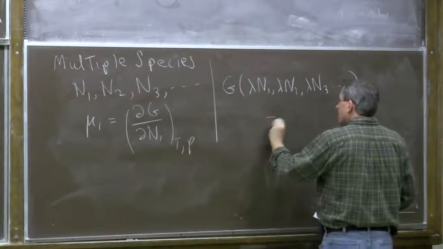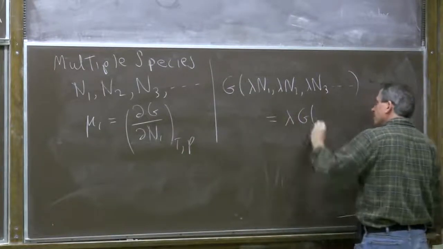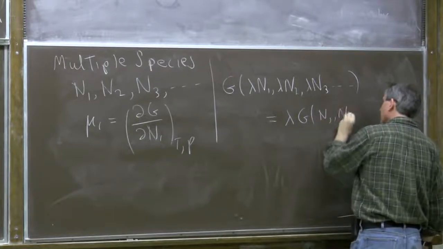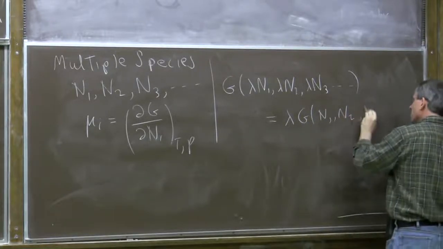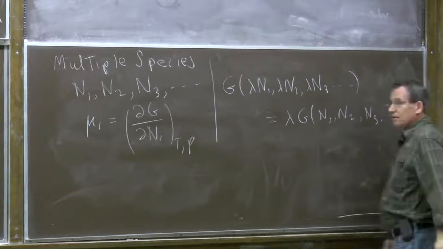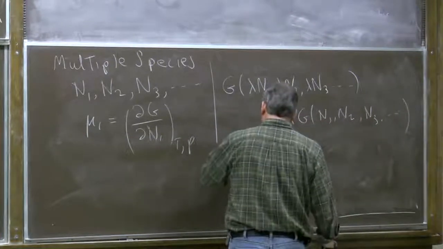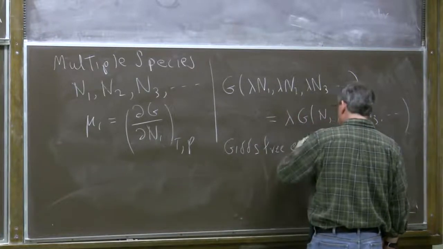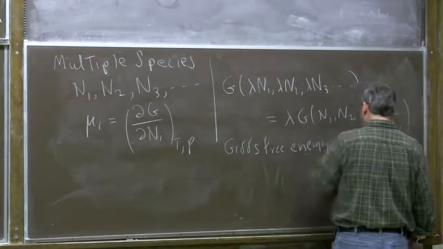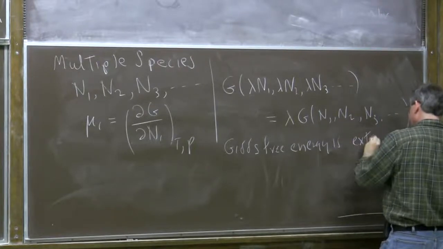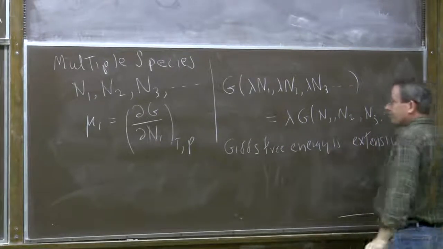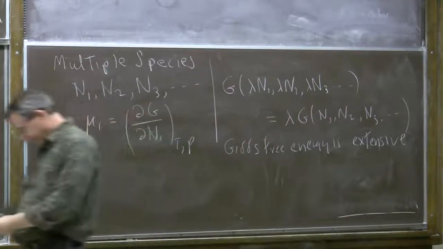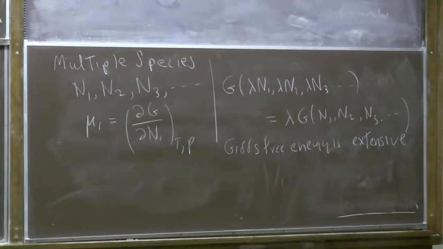And so I can write that as lambda times the Gibbs free energy when the number of particles of each species are N1, N2, N3, and so on. Okay? That's just another way of saying Gibbs free energy is extensive. When all the particle types scale up together, the Gibbs free energy scales by the same factor.